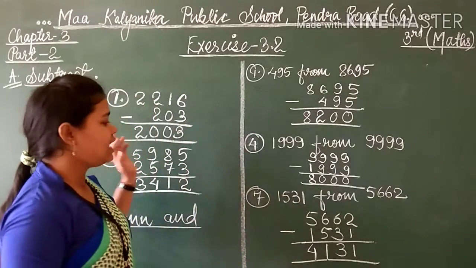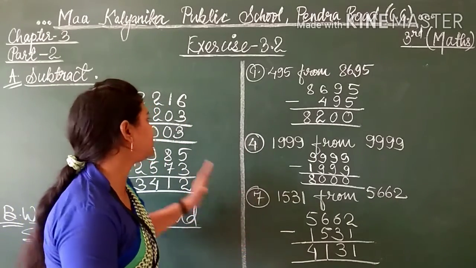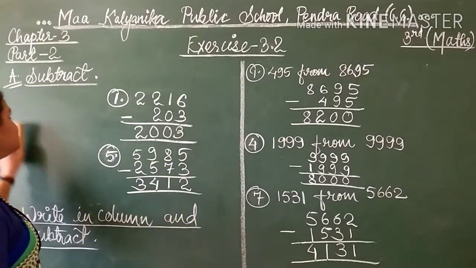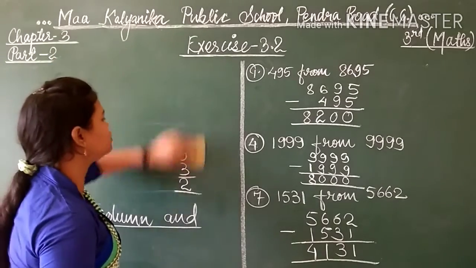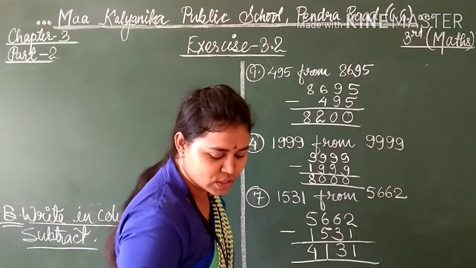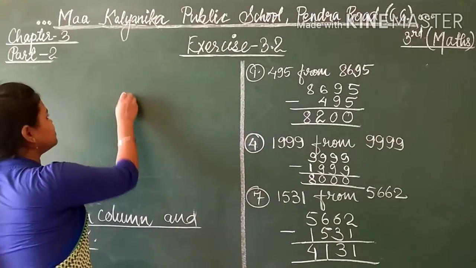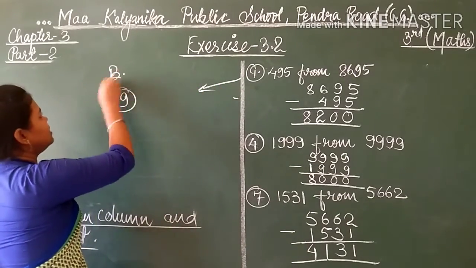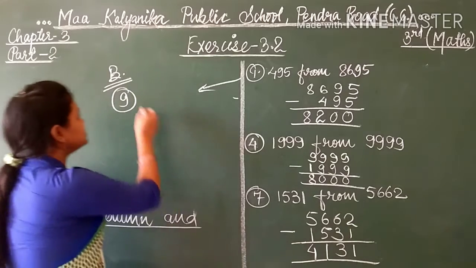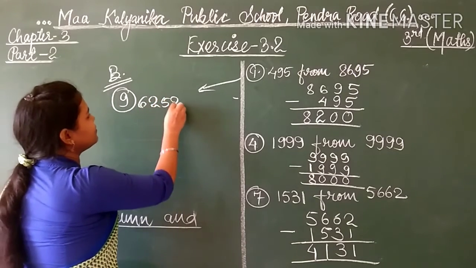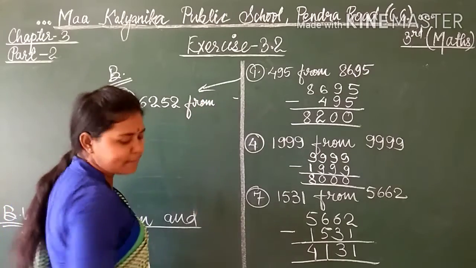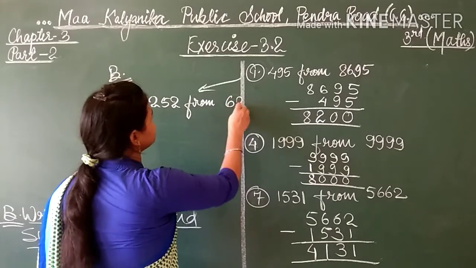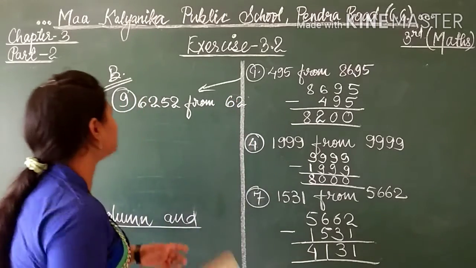I have solved question number 7 also for you, but I am thinking that borrow questions are not coming in this exercise. So after question number 7, one more question I am solving for you here, that is the last question, number 9 of B. So I am writing here B9. The question is 6252 from 6253. But this is also the same.